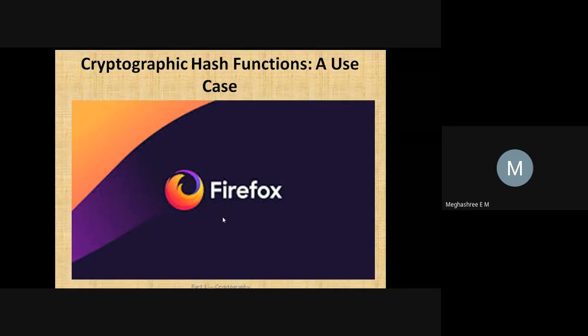Let's see a use case with respect to this hash function. Am I clear to everyone till now?